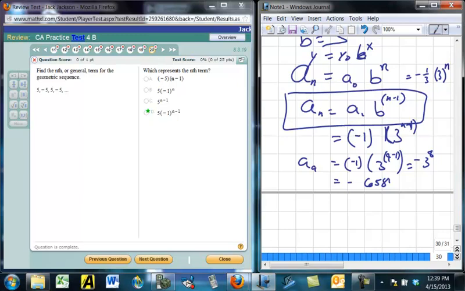And of course you could just check it out. If you plug in n is 1, you get a power 0, and negative 1 to the 0 is 1, times 5 is 5. Put in 2, you get 2 minus 1 is 1, so you get negative 1 to the 1 is negative 1, times 5 is negative 5, and so forth.